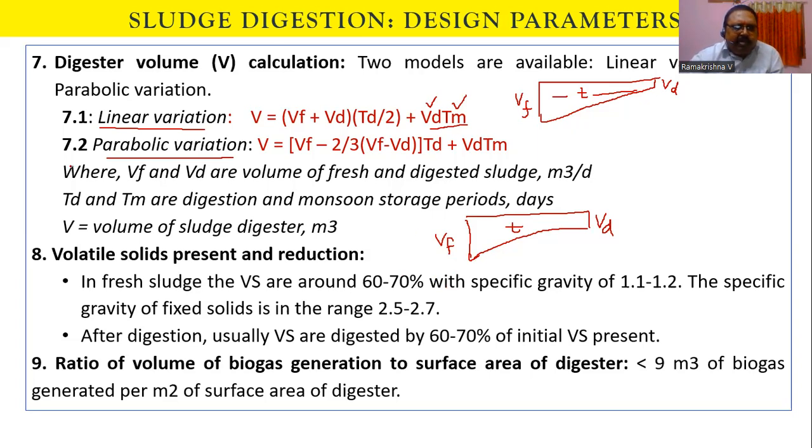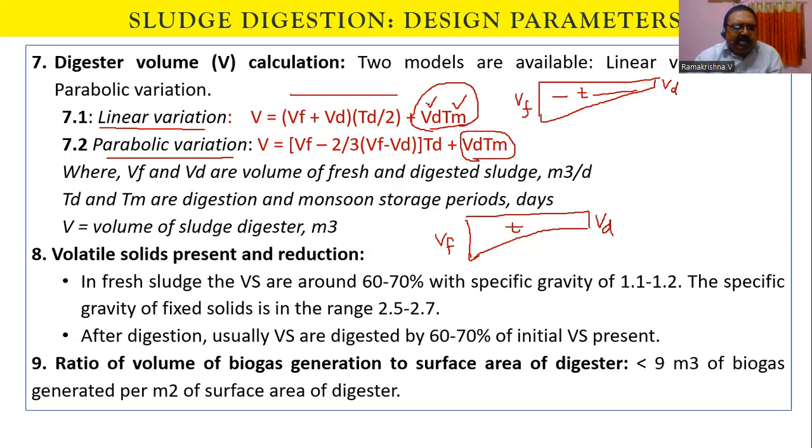We assume that, and the volume of the tank in this case is VF minus 2 by 3, the difference of VF and VD, multiplied by TD, where TD is the digestion period, plus VD into TM. VD into TM is again the monsoon storage. This is the monsoon storage for both these cases. The first term gives you the actual volume required for digestion, and the second term gives you the additional volume for monsoon storage.